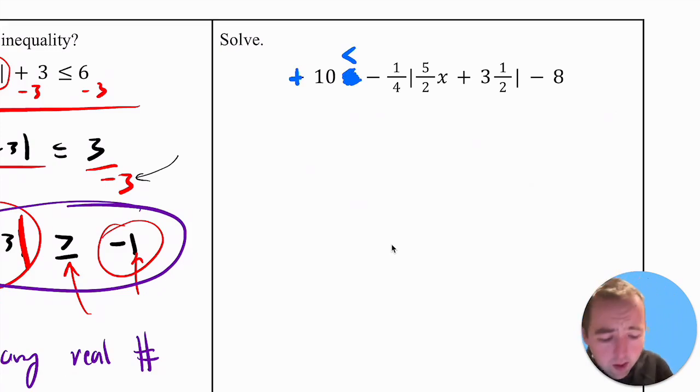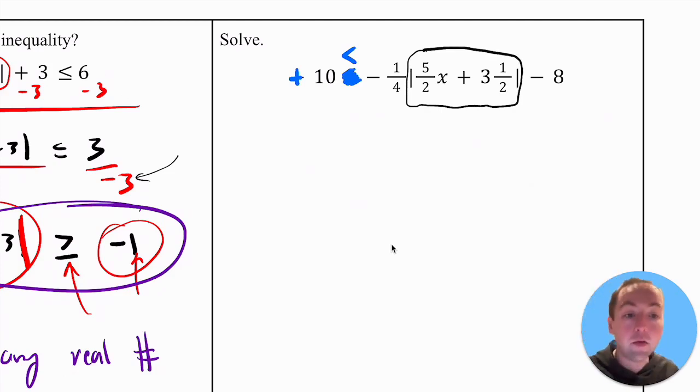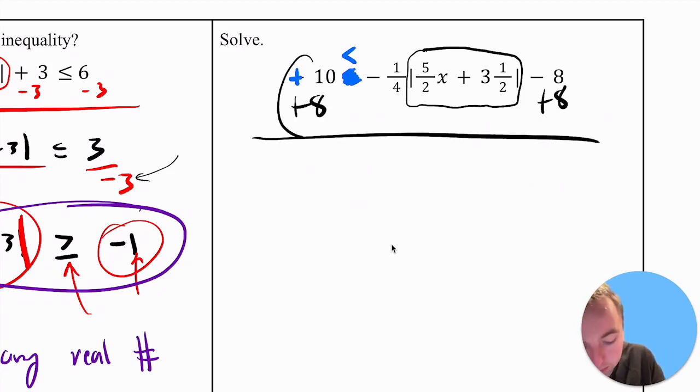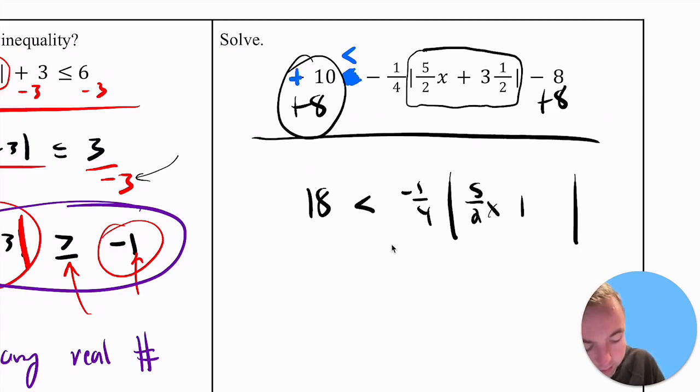Okay, so we have this x variable inside the absolute value, so we're going to want to isolate that absolute value that's in the rectangle there. So we'll have to get rid of the -1/4, as well as undo the subtracting of 8. We'll start with that subtracting of 8, so let's go ahead and add 8 to both sides. That was a +10, so 10 plus 8 gives you 18. And then it's still a less than, -1/4 times the absolute value of 5/2 x plus 3.5, which is a mixed number. I'm just going to write it as 7/2, an improper fraction, same thing.